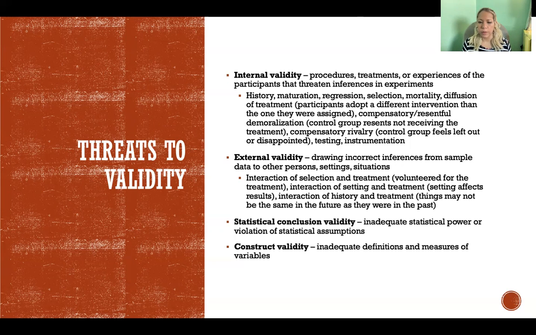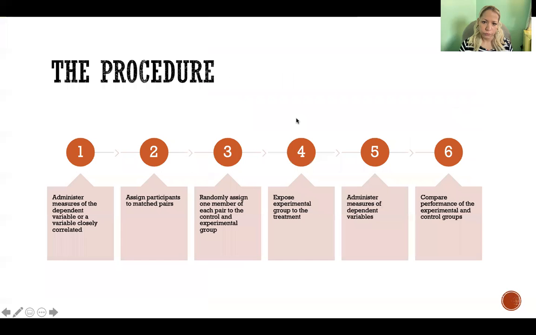Threats to construct validity would be if there's inadequate definitions and measures of variables. So maybe there are certain constructs or variables that you intend to measure, but maybe you're measuring the wrong thing. Maybe you intend to measure a certain thing and you're accidentally measuring a proxy, or you're measuring a different variable or construct entirely. Then that would be a threat to construct validity.